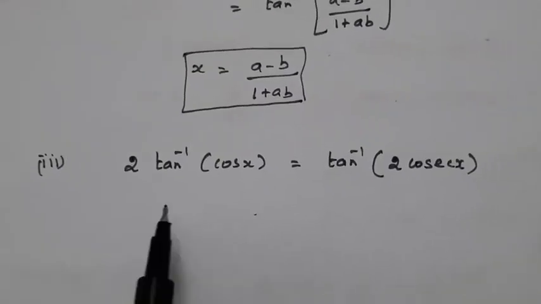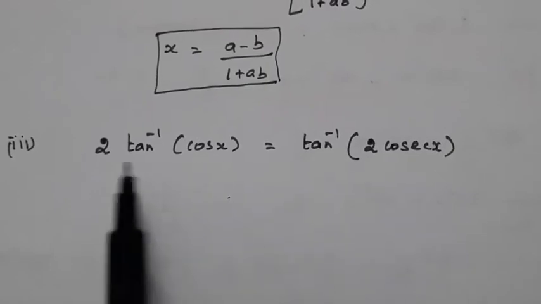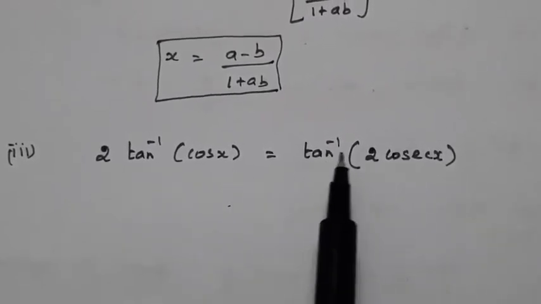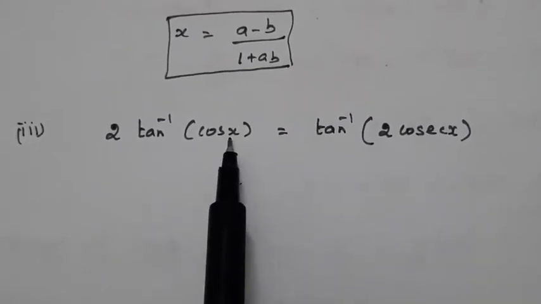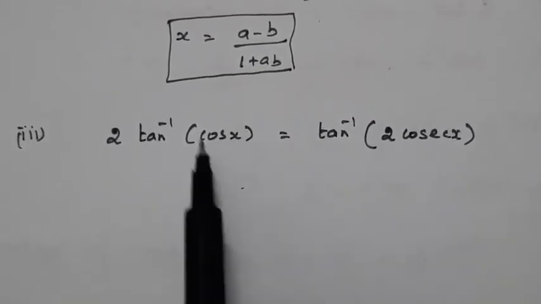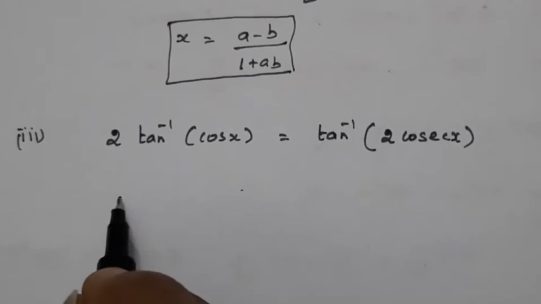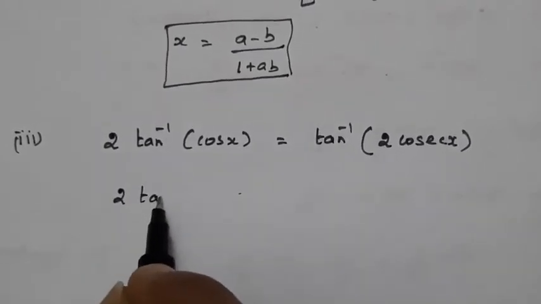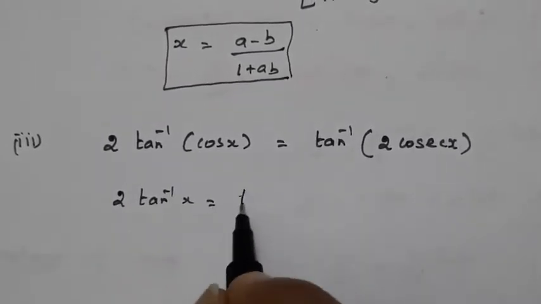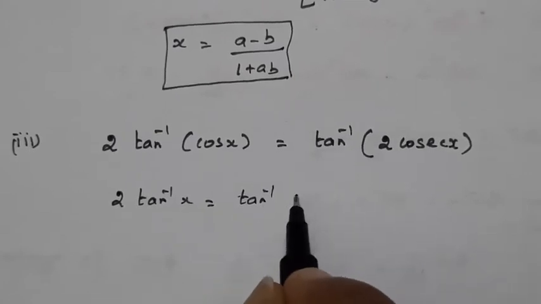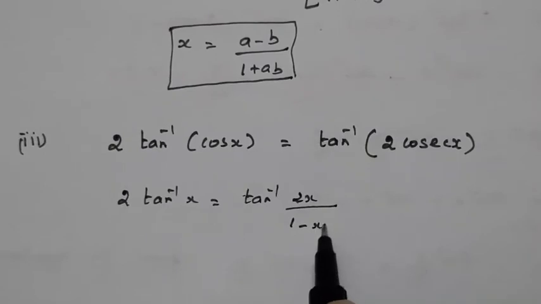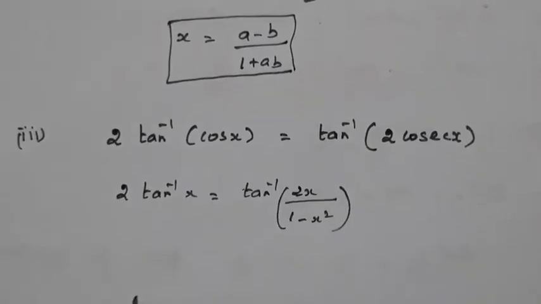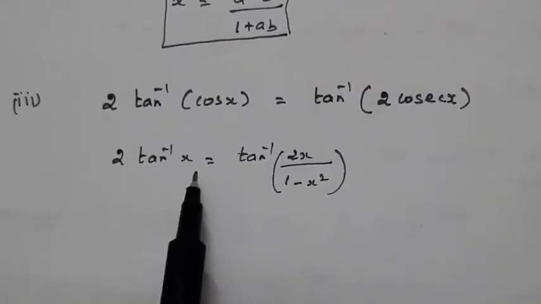Then the third subdivision: the given equation is 2 tan inverse of cos x is equal to tan inverse of 2 cosecant x. From this equation you have to get the value of x, that is, solve for x. Now you know one formula: 2 tan inverse of x is tan inverse of 2x divided by (1 minus x squared). So this is a formula for 2 tan inverse of x.